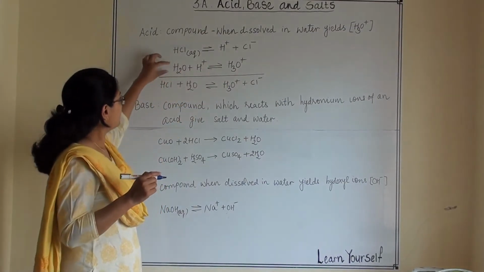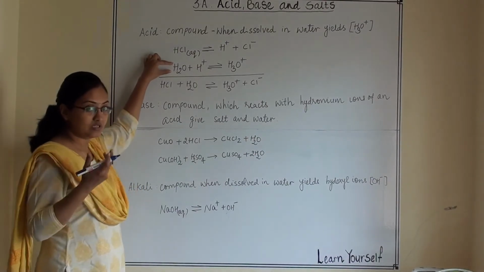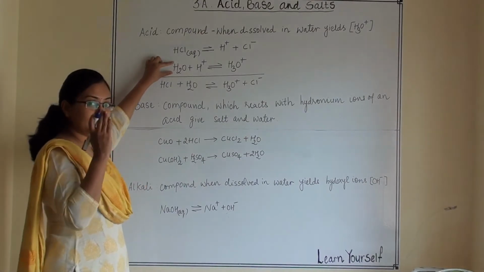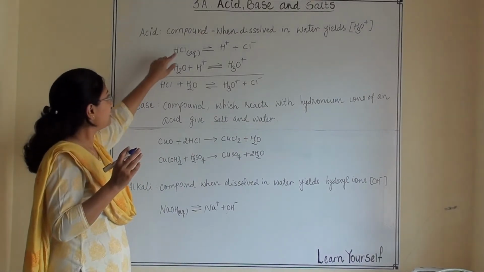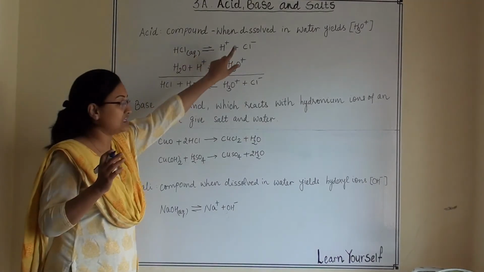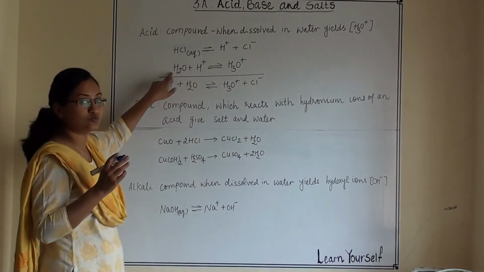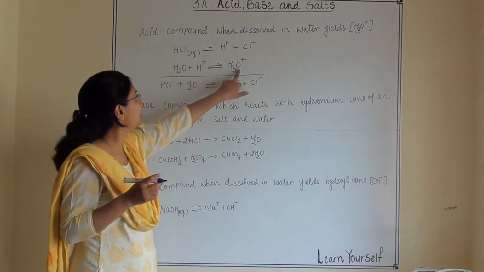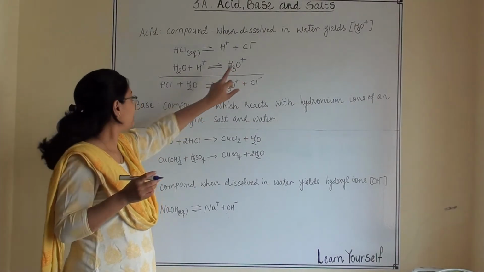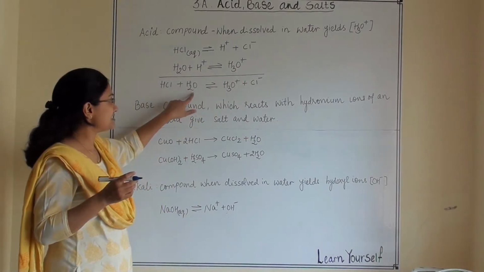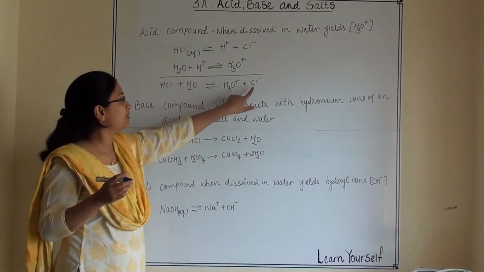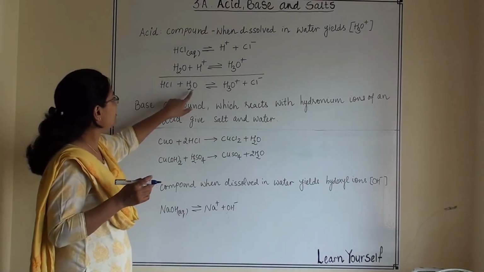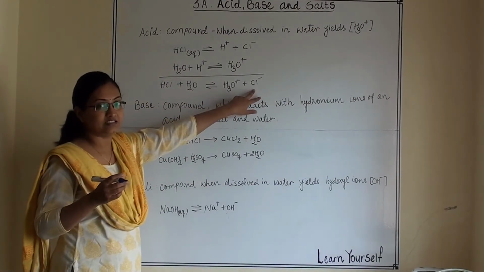Now here we have taken aqueous phase, because this is HCl you are mixing in water. So let us see from the perspective of water. When HCl gives you H+ and Cl-, this H+ will react with H2O, and this is also a reversible reaction and it will give you H3O+. So HCl plus H2O gives you H3O+ and Cl-.